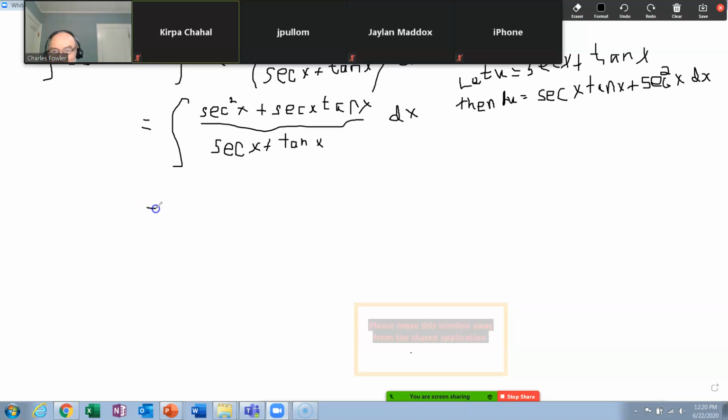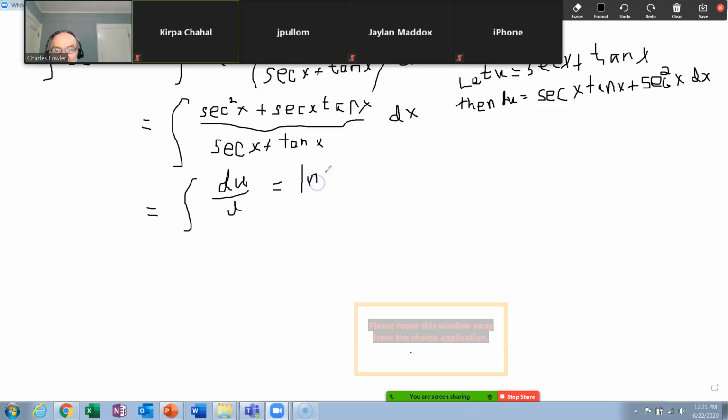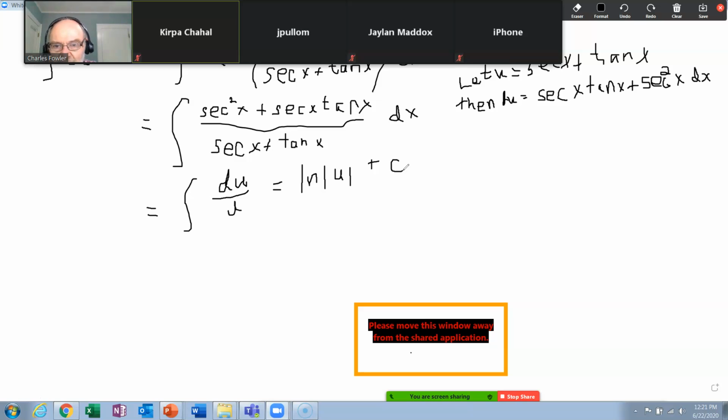So this is the antiderivative of du over u. And what's the antiderivative of that? Please say you know. What we've been doing the last several problems. Log of absolute value of u plus c. No reason to put any other variable or letter there, just plus c.